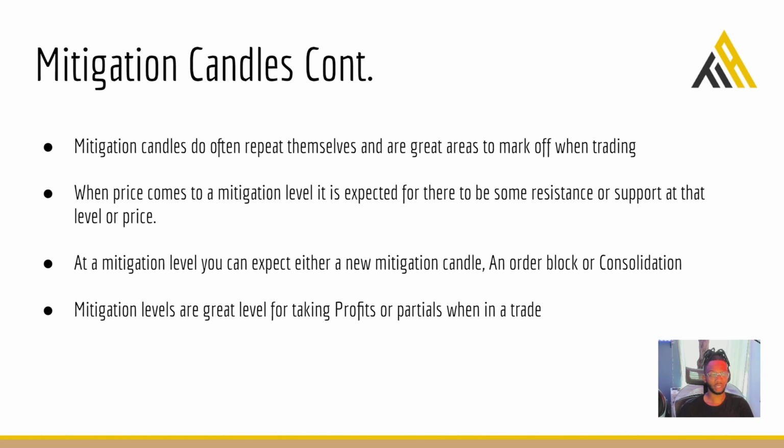Mitigation levels are great levels for taking profits or partials when trading, because that's exactly what the banks are doing. But they can very well do a reversal and take out all their profits and then put in majority sells and just reverse it back around. But keep in mind, this can happen either way, going up or down when it comes to mitigation candles. But here, we'll look at some examples real quick.